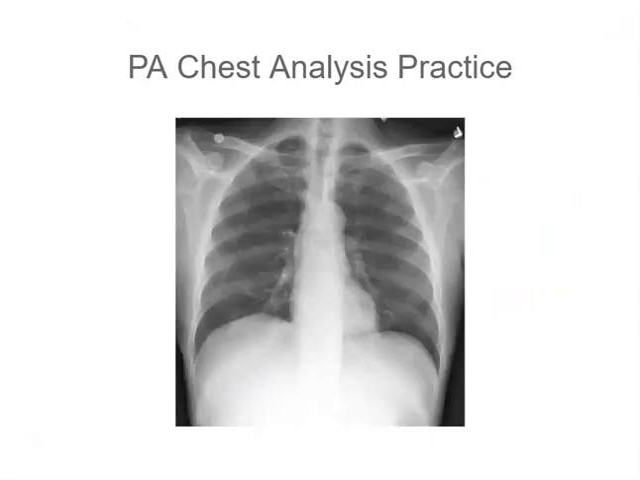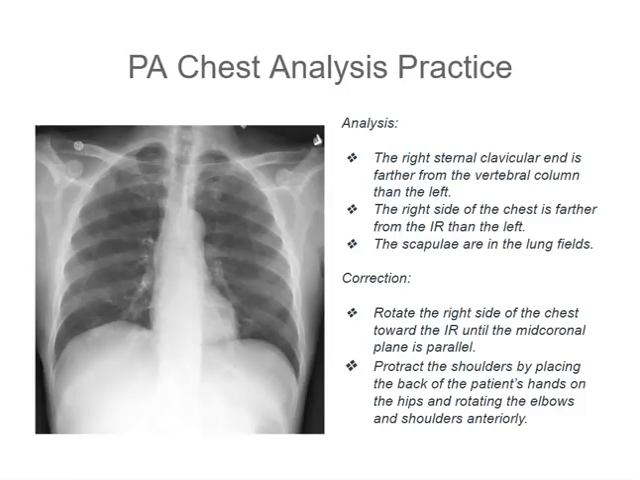Analyze this PA chest analysis practice and then answer the next question. Let's conduct the practice analysis together. The first thing I'm going to look for is rotation. So I'm going to look for those sternoclavicular ends and their relationship to the vertebral column.